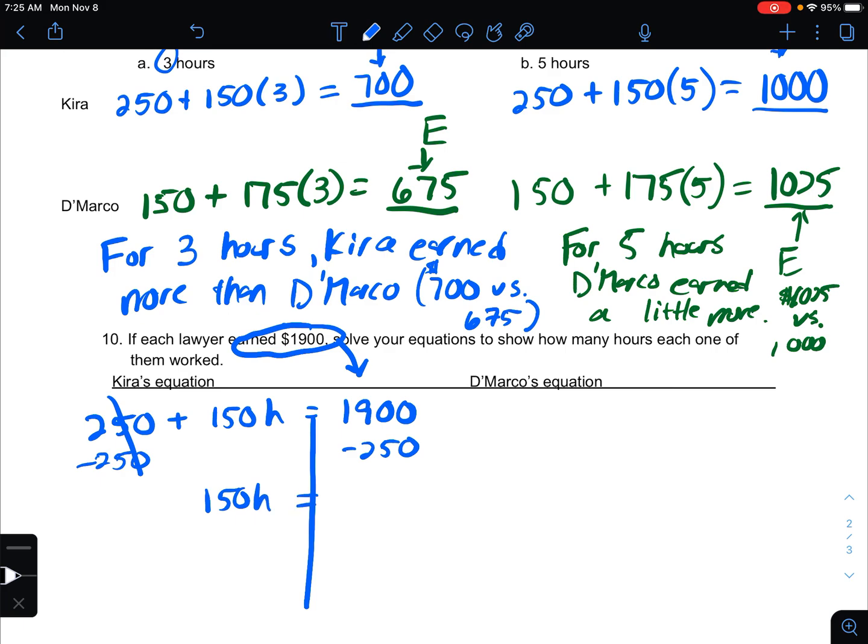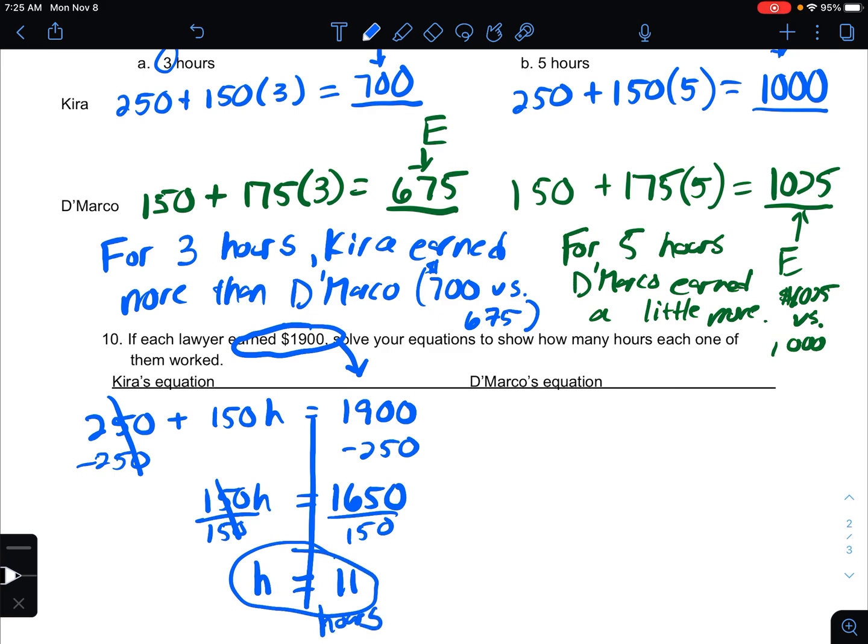That leaves us with 150H equals 1,900 minus 250 will be 1,650. All right, and then that's 150 times H. So to undo multiplication, we will divide both sides by that number. 150 divided by 150 is 1, or 1H. 1,650 divided by 150 is 11. Actually, I did my calculator over on the side here. 11 hours. Could have brought up the iPad calculator, but I didn't.